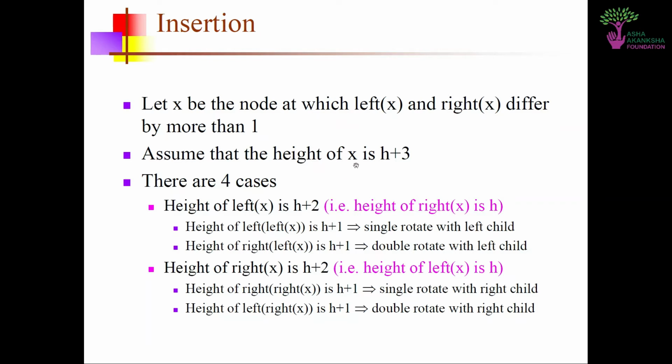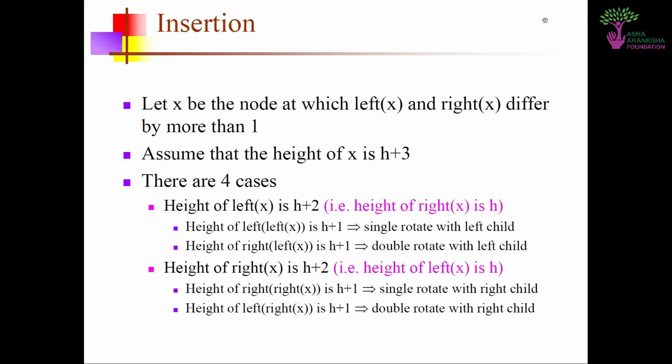Why is that? Because the height of x was h plus 3, which included x itself. So one subtree would be h plus 2, in which x will not be counted, and the other would be h, because they're differing by 2. We know that. So even within this case, where the height of left is h plus 2 and the height of right is h, there are two possible subcases. In one, the height of left of left is h plus 1. In this case, we have to perform a single rotation with the left child. Or the height of right of left is h plus 1.